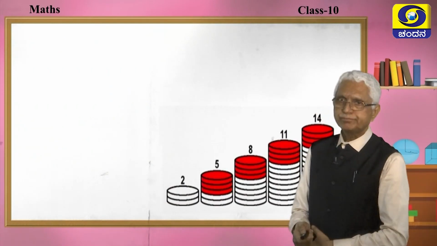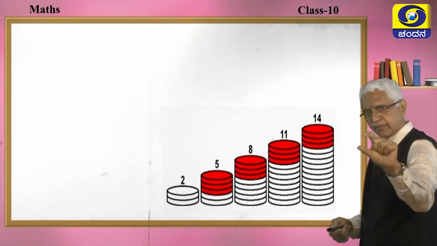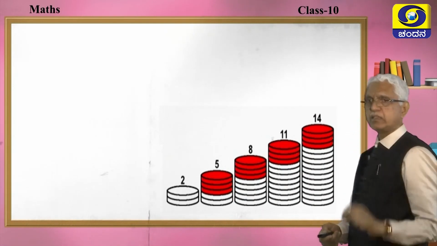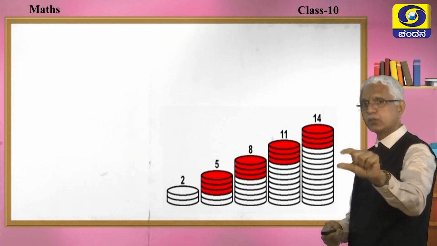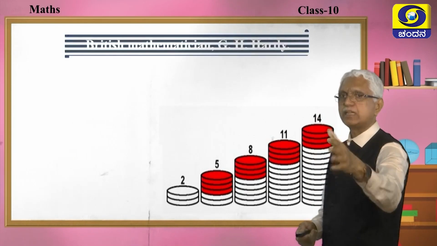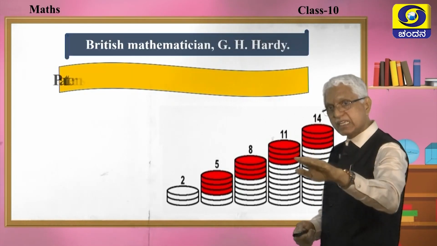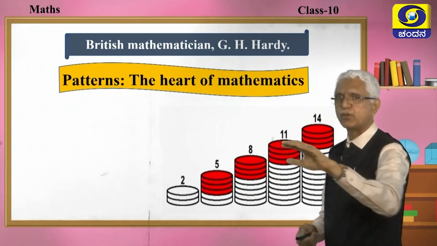My dear children, if you observe, in the first column I have got 2 coins. I have added 3 coins which are shown in red. 2 plus 3 makes 5. Then to the 5 coins I have added 3 to make 8. To the 8 coins I have added 3 to make it 11, and so on. I have added 3 more to make it 14.